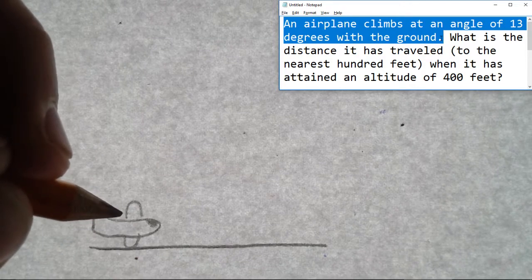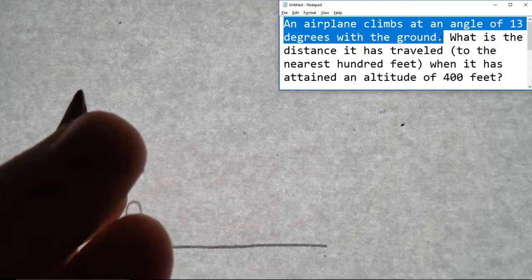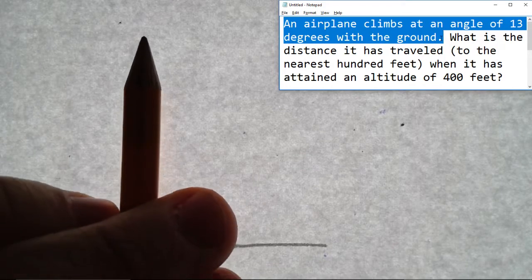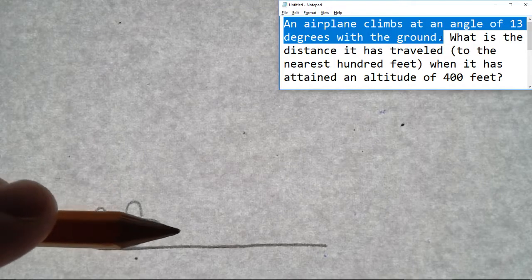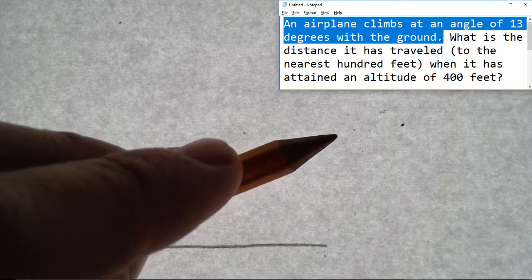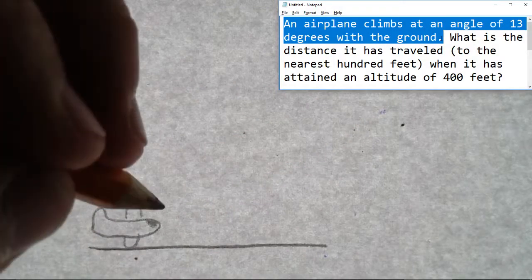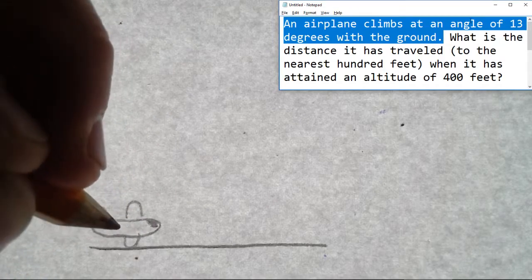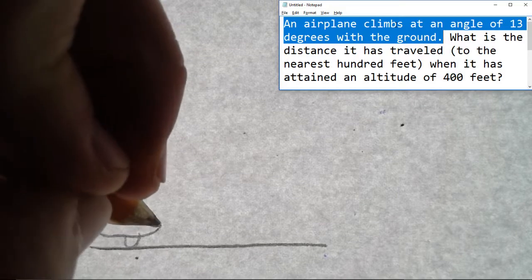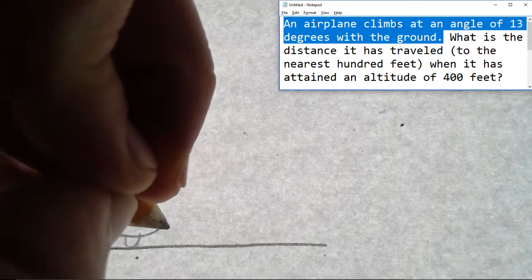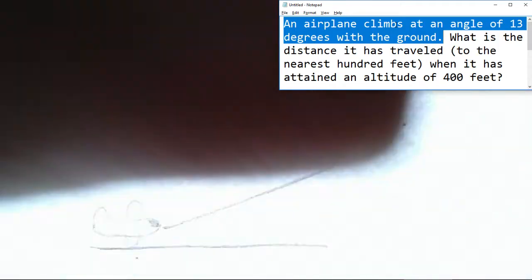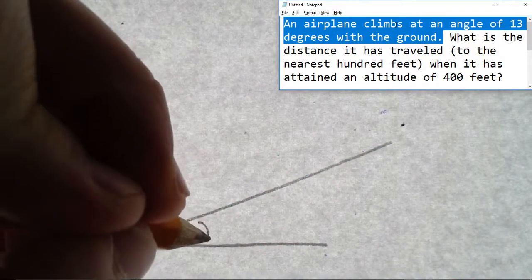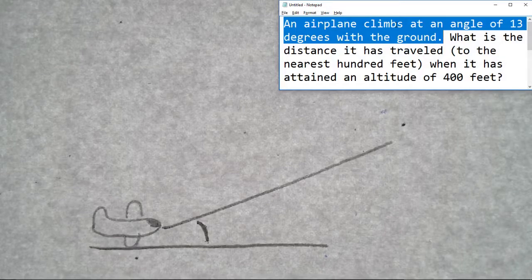When you have an airplane taking off, it doesn't just go straight up into the air like a rocket ship. It runs along the ground for a little bit and then eventually gets enough lift and takes off. So an airplane climbs at an angle of 13 degrees. Climbing is just another way to say it's going up at an angle when it starts to get off the ground. It's going up at an angle of 13 degrees right over here.